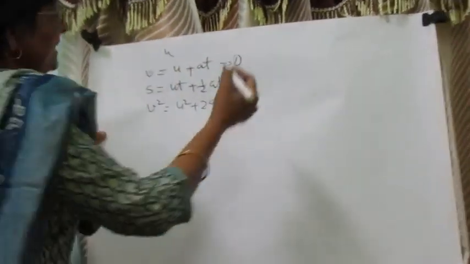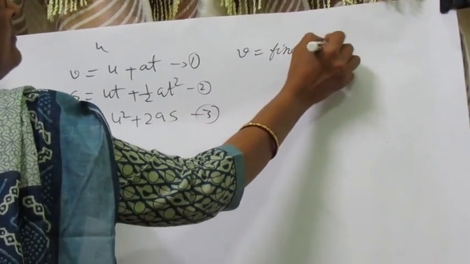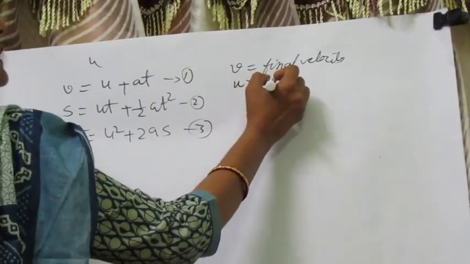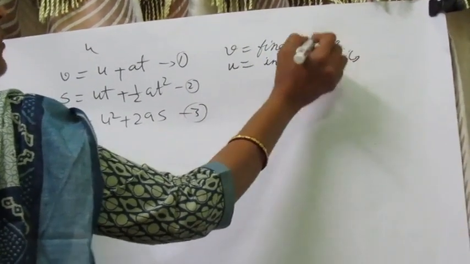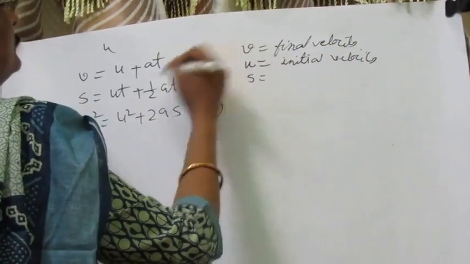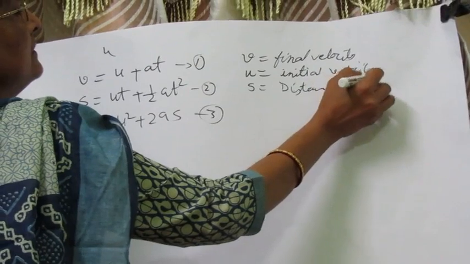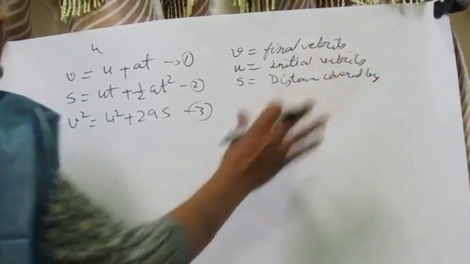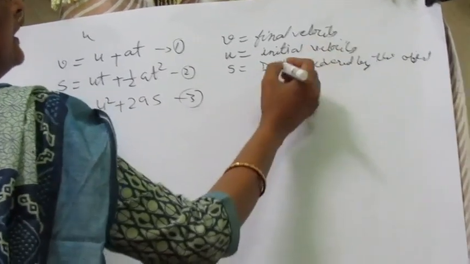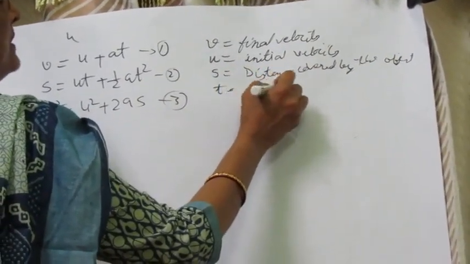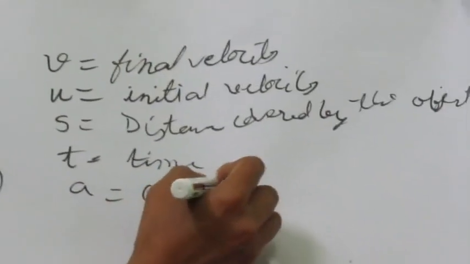Now what is V? V equals final velocity. U equals initial velocity. S equals distance covered by the moving object, and T is the time duration, and A equals constant acceleration.